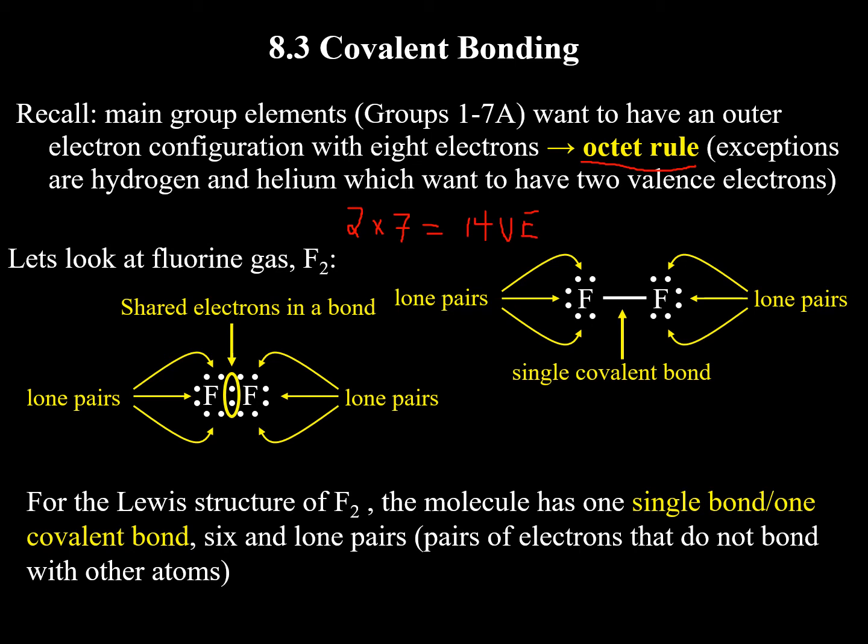So here, we need to use up our 14. 1, 1, 2, 3, 4, 5, 6, 7, 8, 9, 10, 11, 12, and 2 of them are involved in the bond to make a total of 13, 14. So we used up our 14 valence electrons.